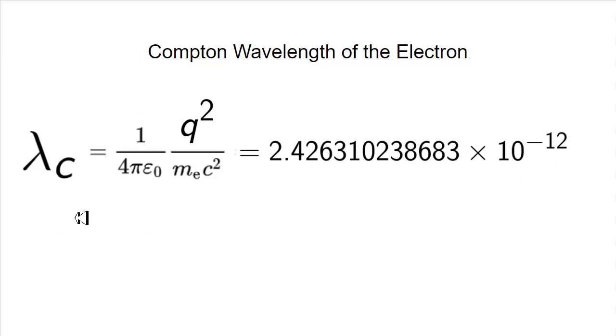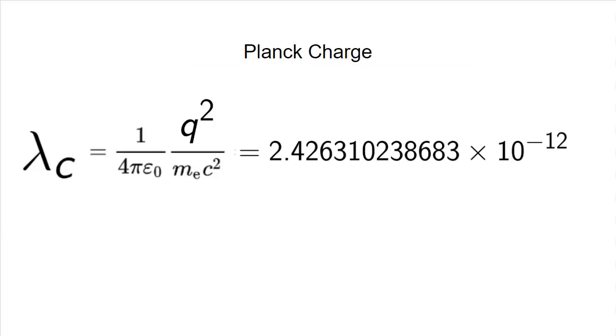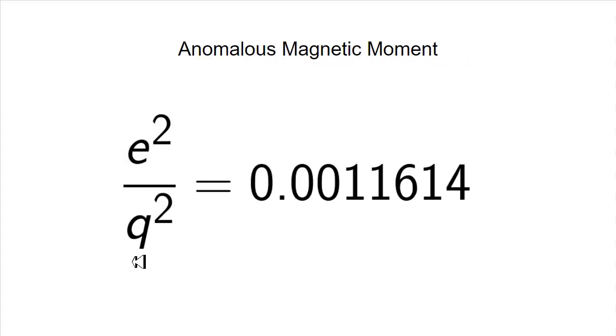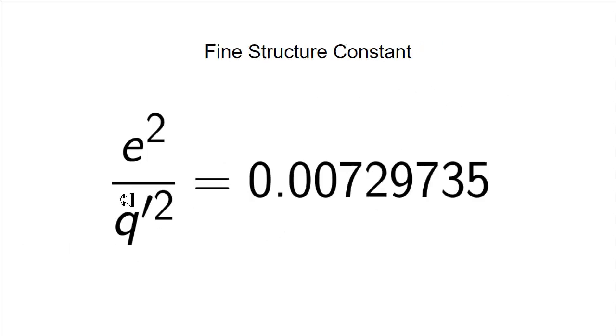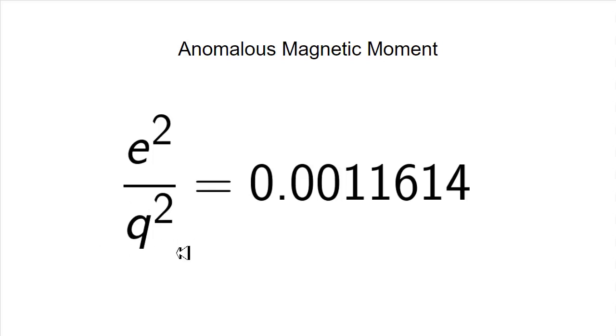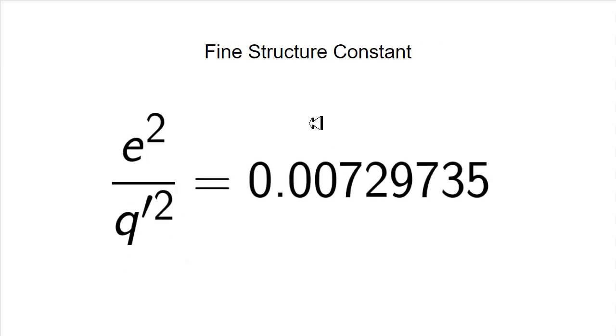What happened to alpha? So where did the fine structure constant and the anomalous magnetic moment come from? Well, it turns out when you take elementary charge squared and divide it by Planck charge squared, now keep in mind this one was calculated using h, Planck's constant, and not reduced Planck's constant, you get the anomalous magnetic moment. But when you take elementary charge squared and divide it by Planck charge squared that I calculated using h bar, so reduced Planck charge, you get the fine structure constant.